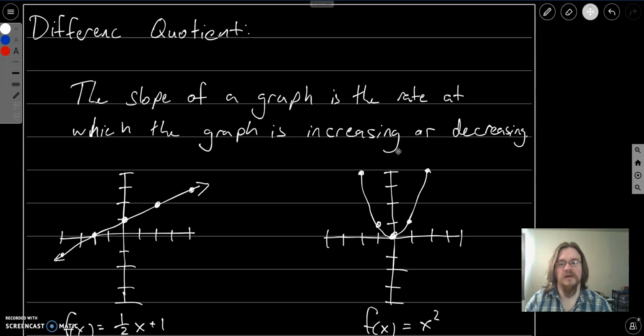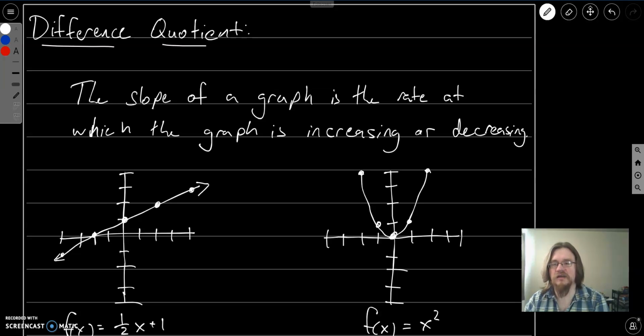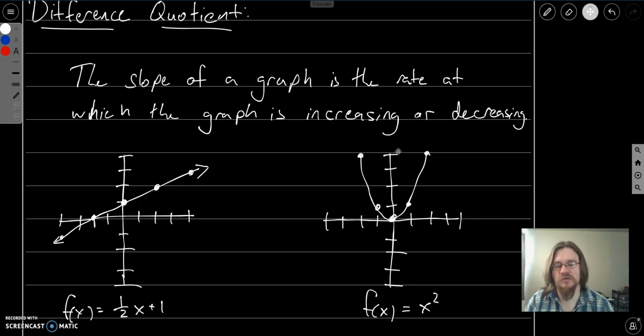Hello and welcome back. In this video we'll be looking at what is known as the difference quotient. The difference quotient is what we will use to look at the slope of various graphs. In the past we've talked about the slope of straight lines. What we meant by slope is the rate at which the graph is increasing or decreasing.